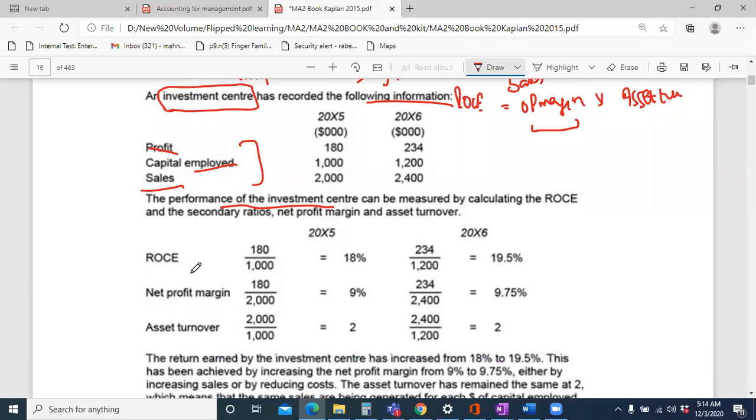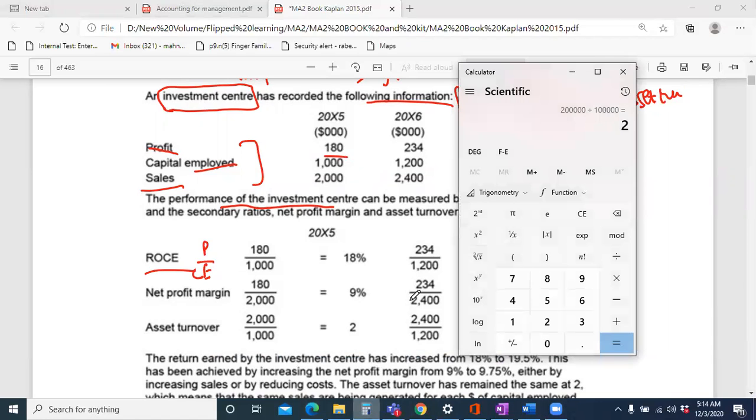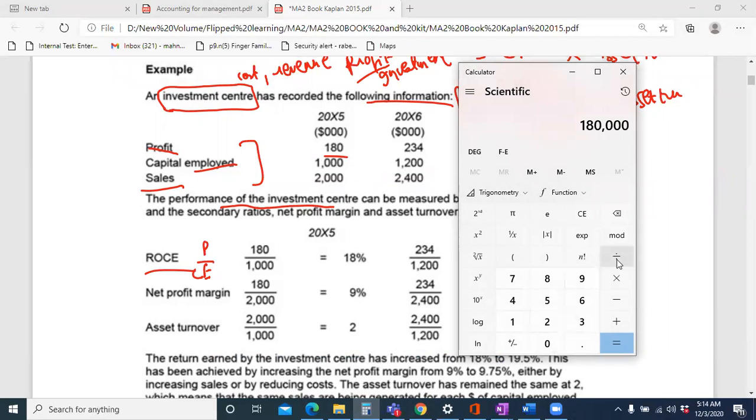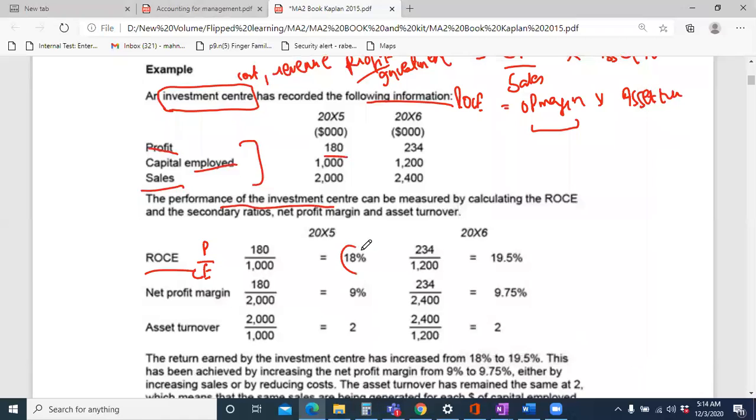So starting from return on capital employed, the formula is profit over investment, right? What is your profit over capital employed? Profit for 2005 is 180,000. Can you help me do the calculations? 180,000 and the investment is 1 million, into 100. What is the return on capital employed? That's 18%. Now tell me, what is the return on capital employed in 2006, whether it has improved or not.